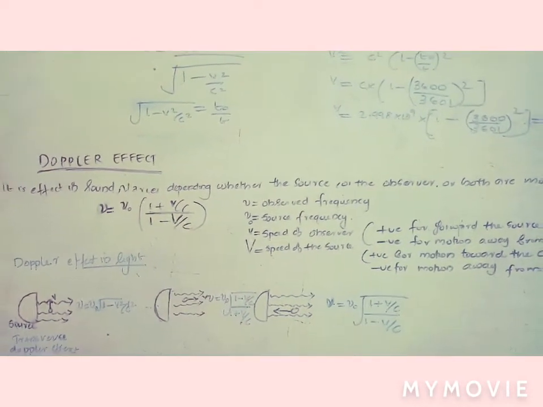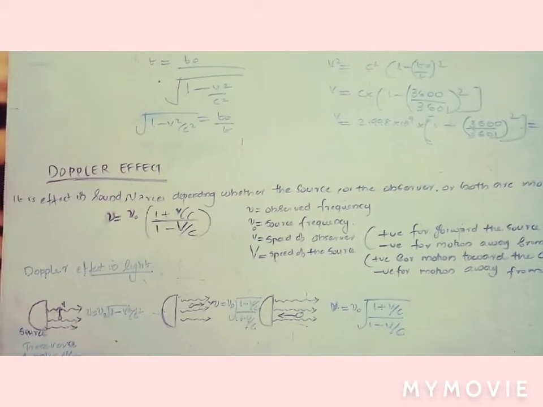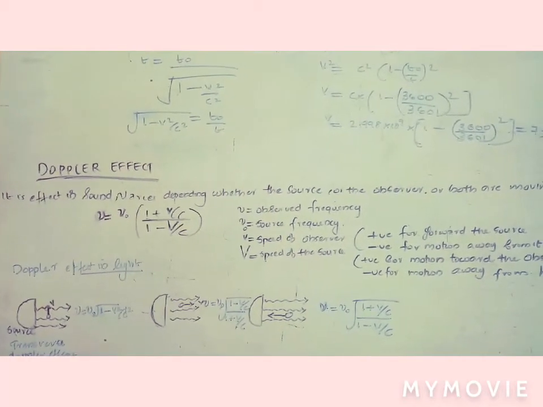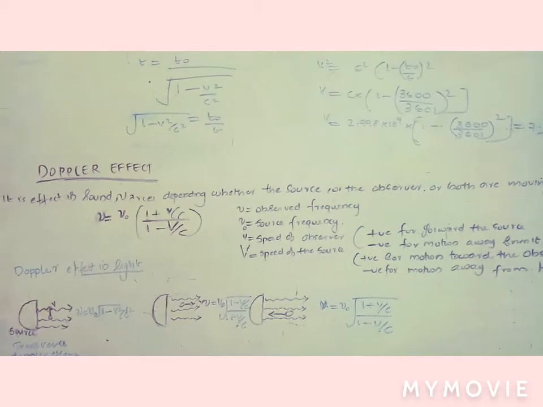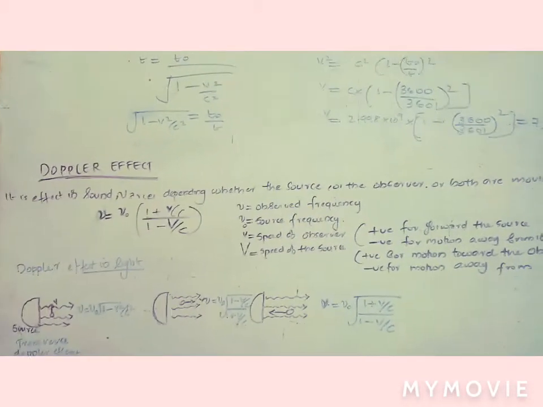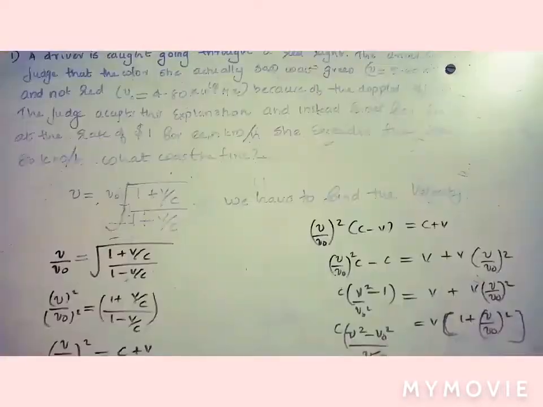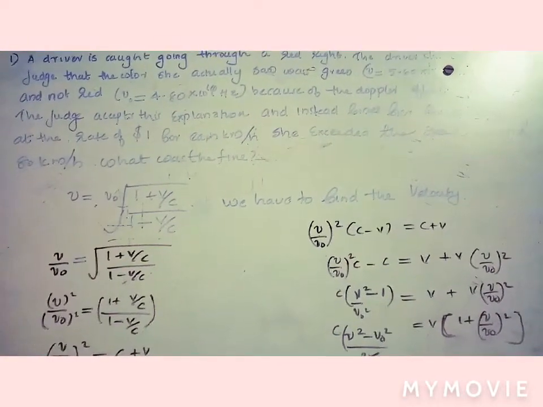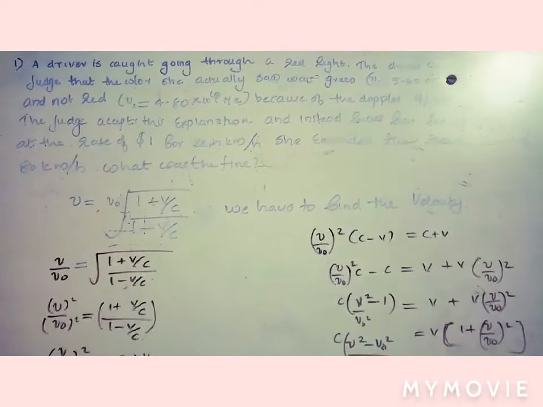It is taken as negative for motion away from the observer, and towards the observer means we have to take positive. Okay. I have discussed the Doppler effect in light and sound.